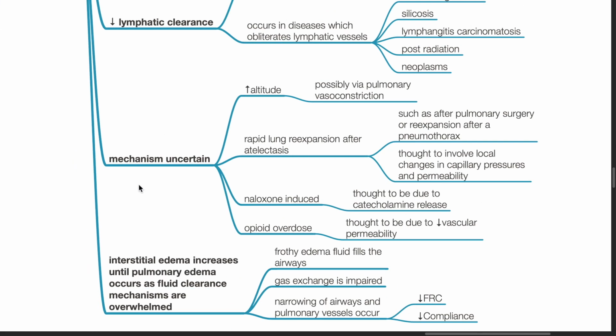Mechanism uncertain: increased altitude, possibly via pulmonary vasoconstriction. Rapid lung re-expansion after atelectasis, such as after pulmonary surgery or re-expansion after a pneumothorax, thought to involve local changes in capillary pressures and permeability. Naloxone-induced, thought to be due to catecholamine release, and opioid overdose, thought to be due to increased vascular permeability.